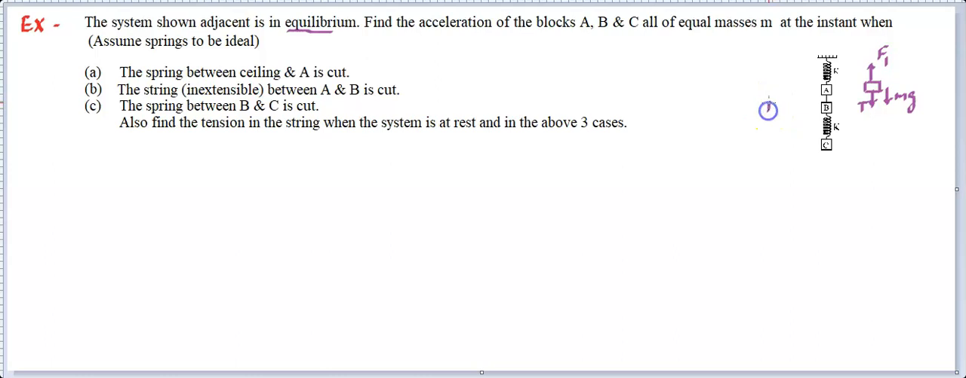Similarly, what about B? If you look at B, you'll find B will be pulled by the same tension T, and there is going to be mg force downside. The spring is elongated, of course, so it will be pulling it downside with spring force F2. So F2 is the spring force of the downside one. Similarly, we can draw the free body diagram for C. C will be pulled upside by force F2, and there is going to be mg acting downside.